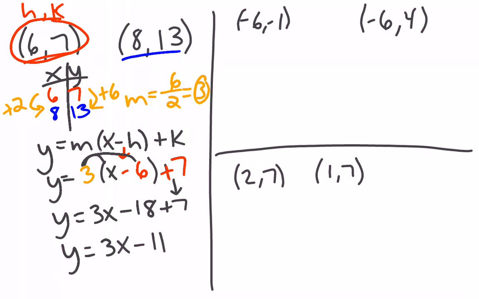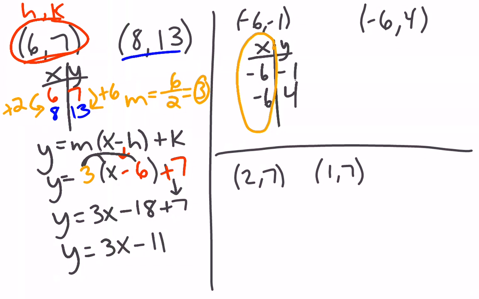And I'm done. Let's do the next one. -6, -1, -6, 4. Do you notice anything about that when I put it in the table? What's something that you notice? Hopefully what you can see is that all the x values in my x column are equal to -6. So what is the equation of that line? x equals -6. You're done. I didn't have to do anything else.